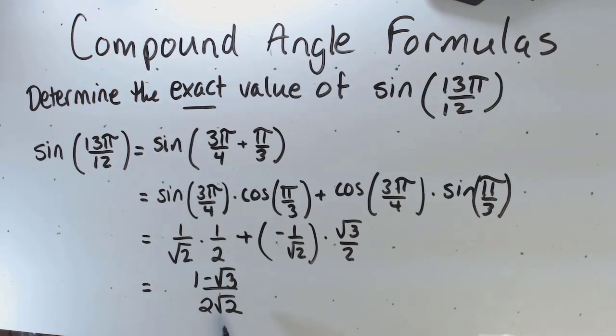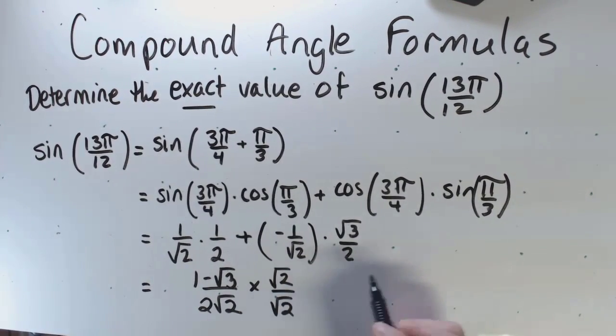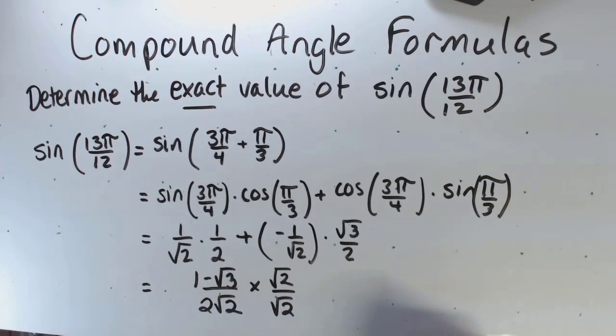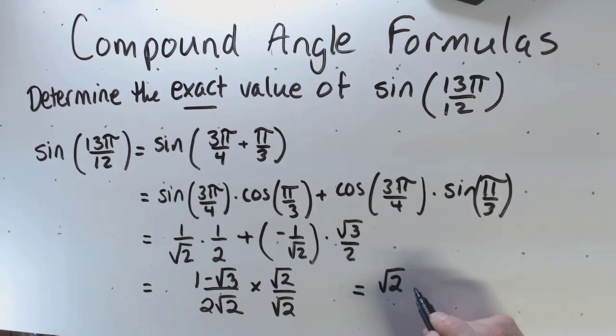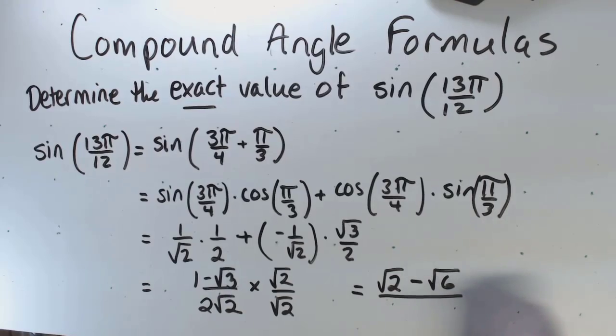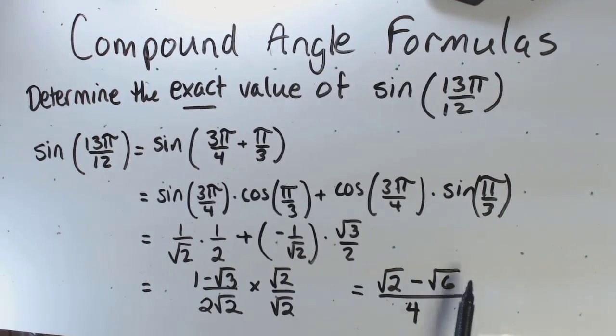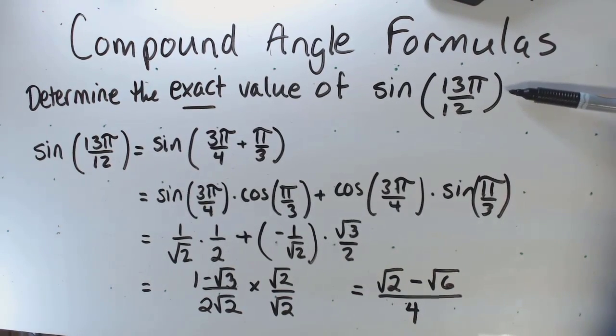Now there's a special rule that says we shouldn't have a radical in the denominator, and so what we need to do is multiply this by the square root of 2 over the square root of 2 just to make it more beautiful. And so I'm going to wind up with the expression using the distributive property, square root of 2 minus the square root of 6 all over 2 times 2, which is 4. And so this is the exact value of this rather hideous looking angle.